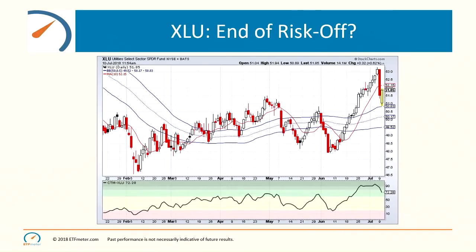This is the XLU chart. Again, you see it had a pretty strong risk-off rally in June when the market sold off. And then we had this very huge retracement bar, kind of broke the uptrend, broke below the 10-day moving average. And then it's rebounded a couple of days.